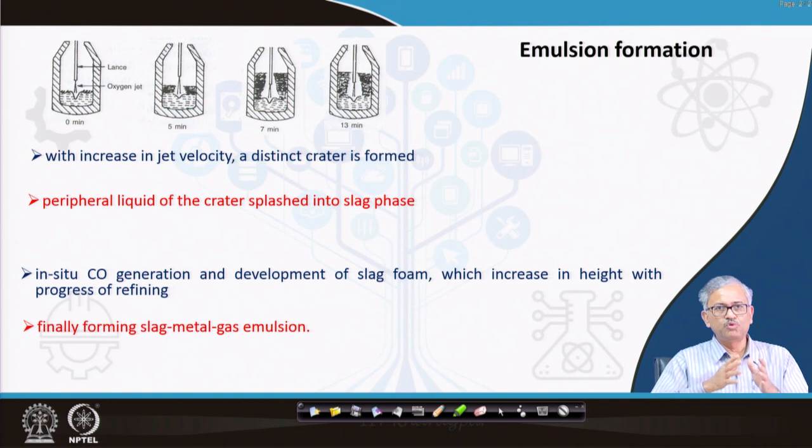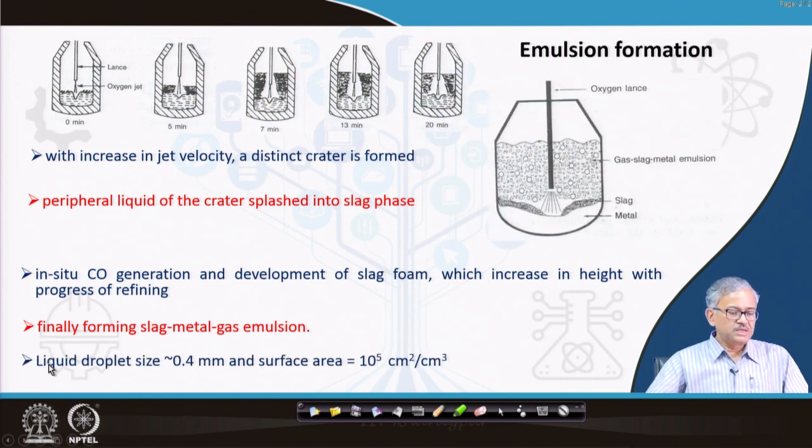In foam, there is gas and liquid that make the foam, and where a second liquid is there, and the second liquid, like a liquid droplet, can independently move through the foam, then it forms an emulsion. So you have three phases here. One is the gas phase and the slag phase that makes the foam, and then the liquid droplet that is ejected into this foam, they can independently move, and that is called the emulsion. Okay. So you can say the liquid droplet size may be of the order of 0.4 millimeter, and you can see a tremendous increase in the specific surface area, 10 to the 5 centimeter square per centimeter cube.